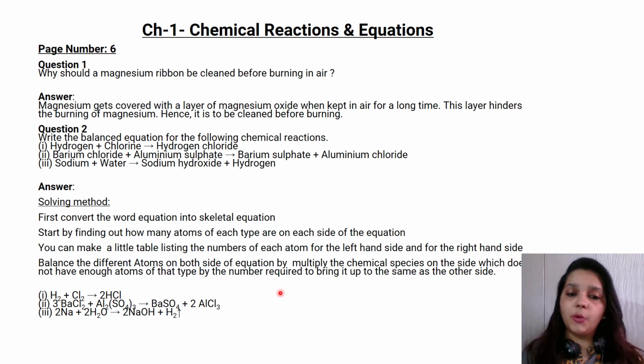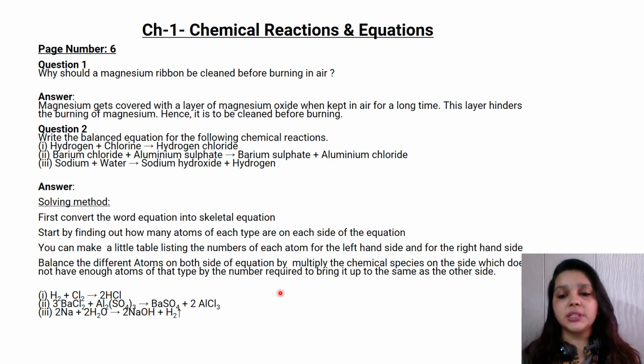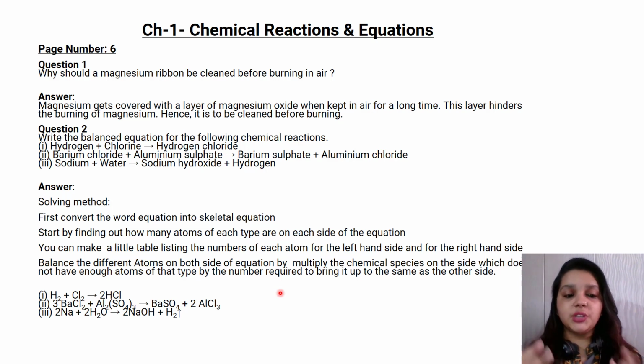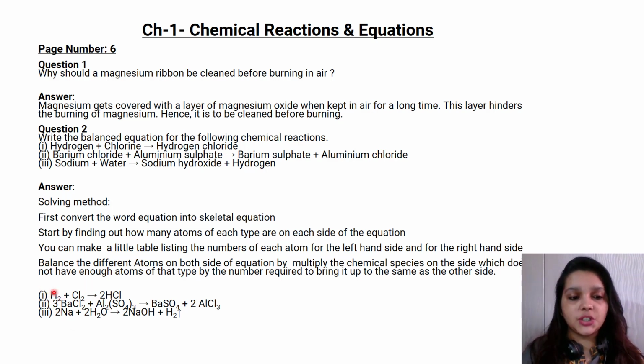Balance the different atoms on both sides of the equation by multiplying the chemical species on the side which does not have enough atoms of that type by the number required to bring it up to the same as the other side. Basically, the major agenda of this step is to equalize the left hand side and the right hand side. The number of atoms in the reactants should equal the number in the products. So that is how we get H2 plus Cl2 gives 2HCl. Cross verifying, I have hydrogen 2 atoms and 2 atoms here, chlorine 2 atoms and 2 atoms here. The same we are going to do for the second part.